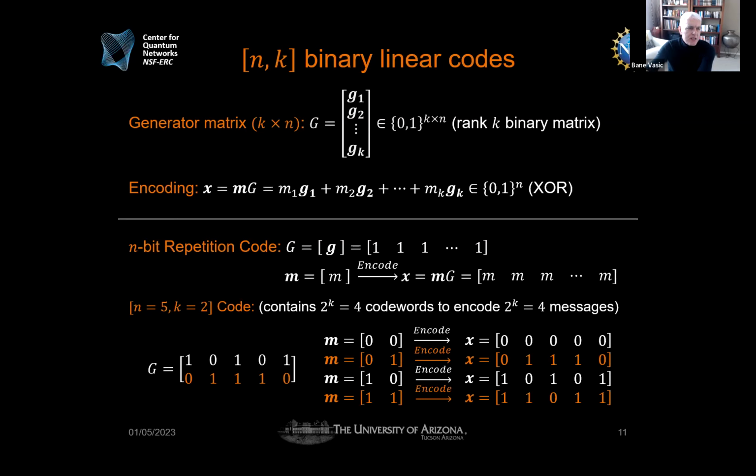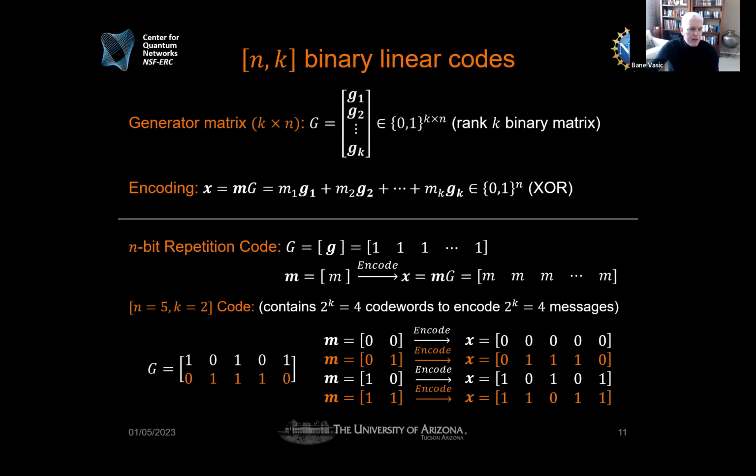Since M1, M2, and Mk are really 0 or 1, the presence of 1 in the message means that I should take this row and put it in this linear combination, and the absence, Mi equal to 0, means that I don't take the corresponding row. By the way, these plus operations are actually XOR operations, and these multiplications are multiplications in the binary domain.